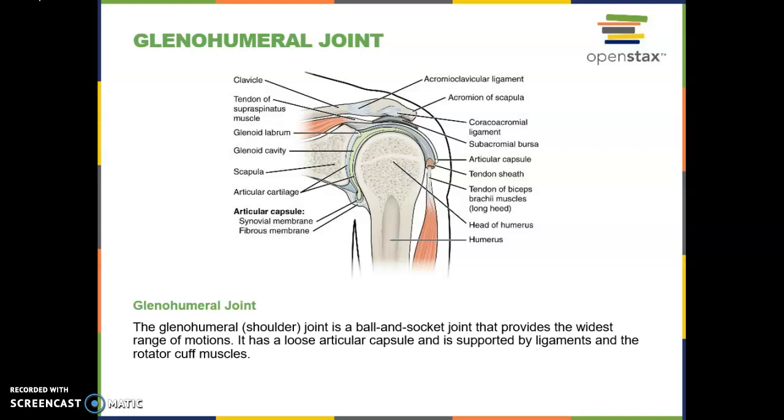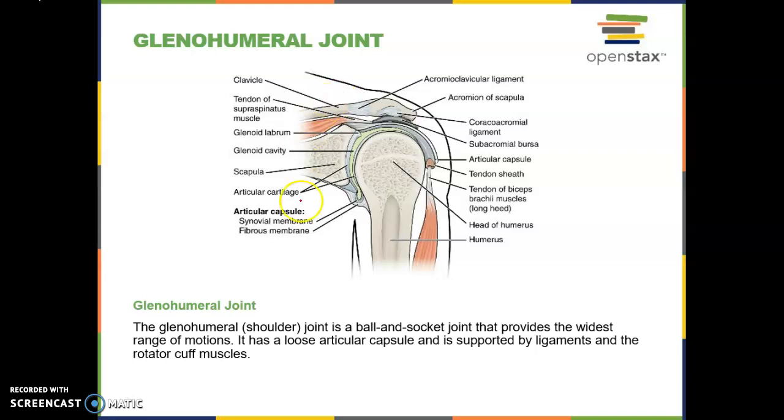I will not spend too much time talking about these because we will talk more about these joints in our lab PowerPoint. The first one is the glenohumeral joint, which is a fancy term for shoulder joint. It's a ball and socket joint, and it provides the widest range of motion. Remember, this is a very unstable joint. It has a loose articular capsule and is supported by ligaments and rotator cuff muscles. Again, we will talk about the glenohumeral joint in depth in our lab PowerPoint.